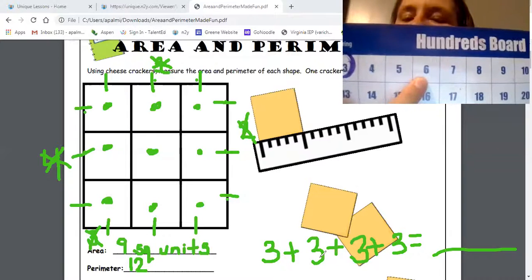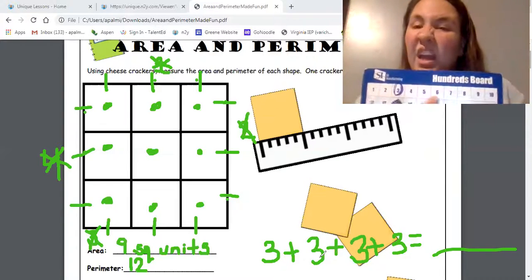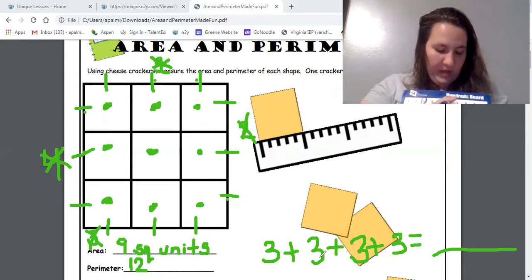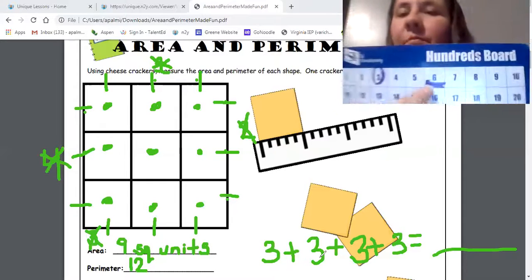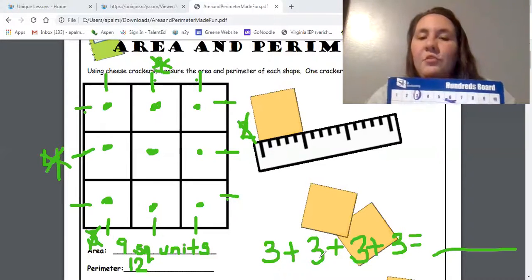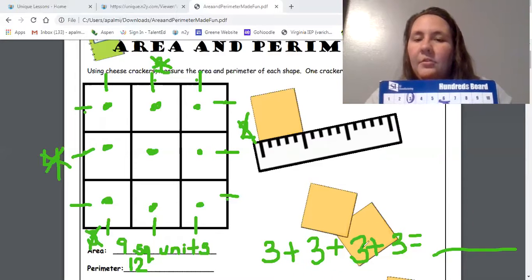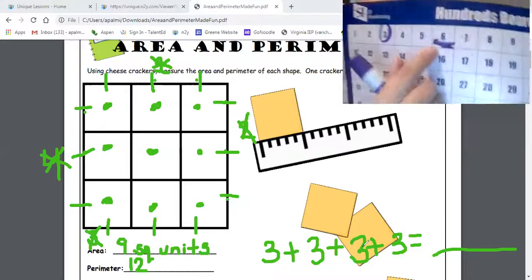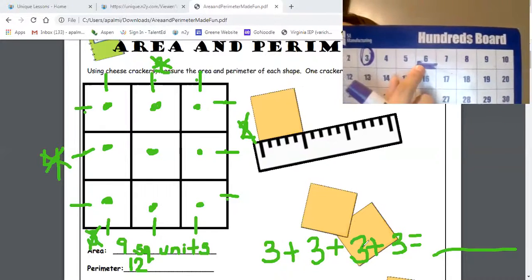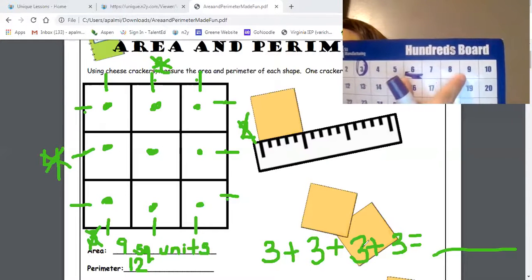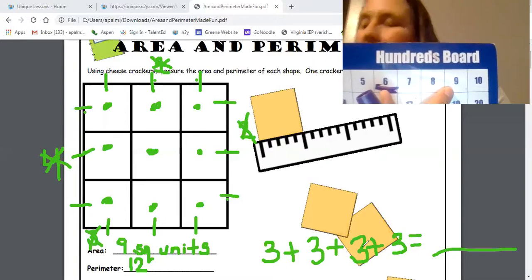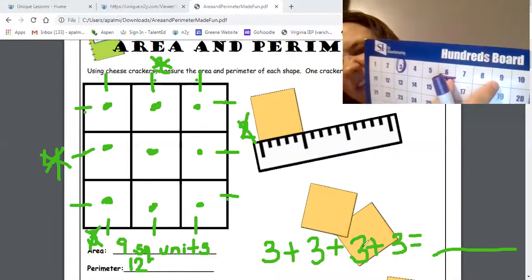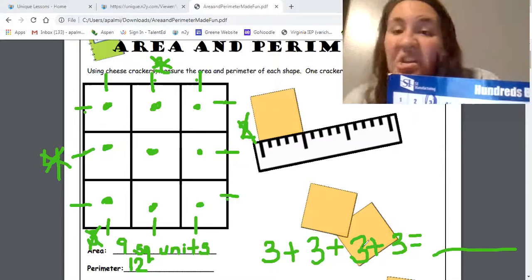What did I land on? 6. Very good. Am I done? No, right? I have more numbers to add. So I'm going to draw my line so I remember that's where I stopped. On my 6, and then I'm going to move my pencil or my arrow to my next number so I know what to count. So how many do I need to count? Very good. 3 more. Okay, so I'm going to start where I left off, and I'm going to count 3. 1, 2, and 3. What number did I land on? Very good. 9. And am I done? Did I count all my sides? No, right? I have one more.